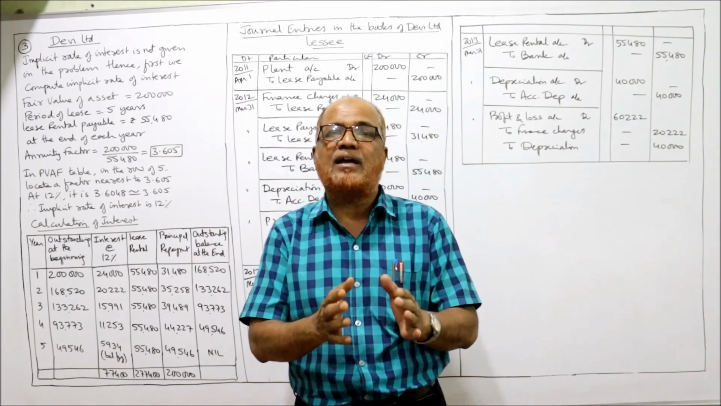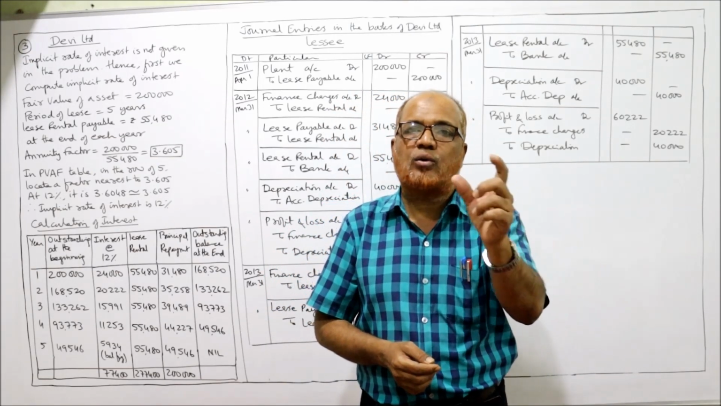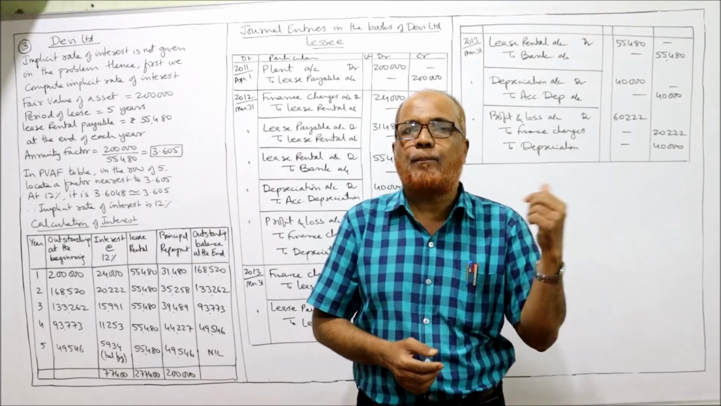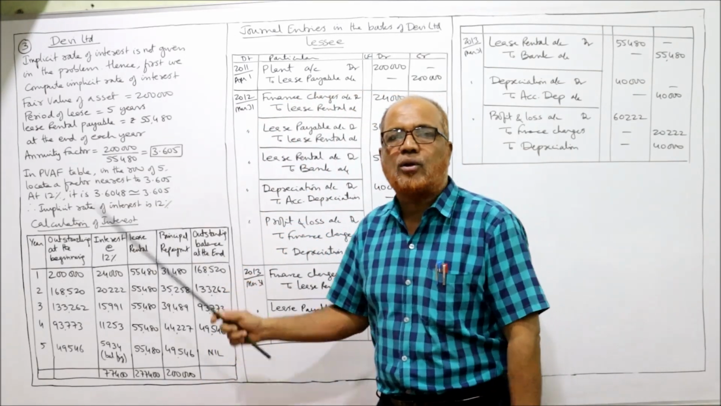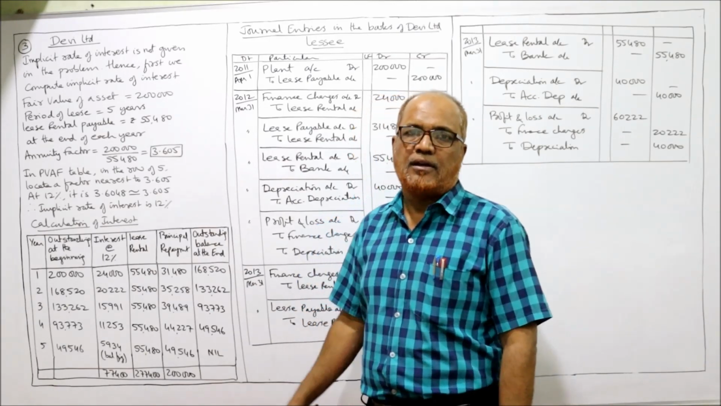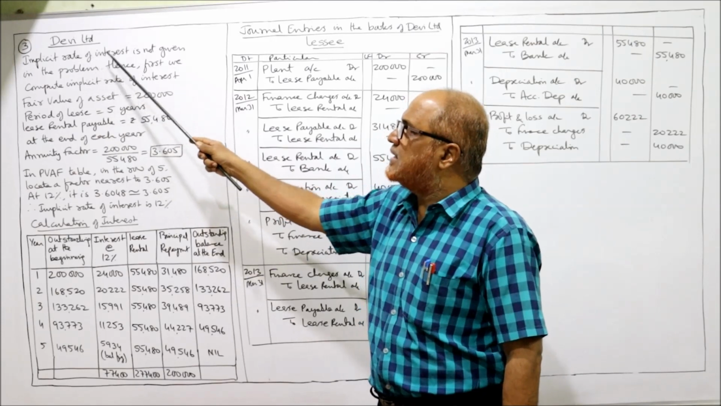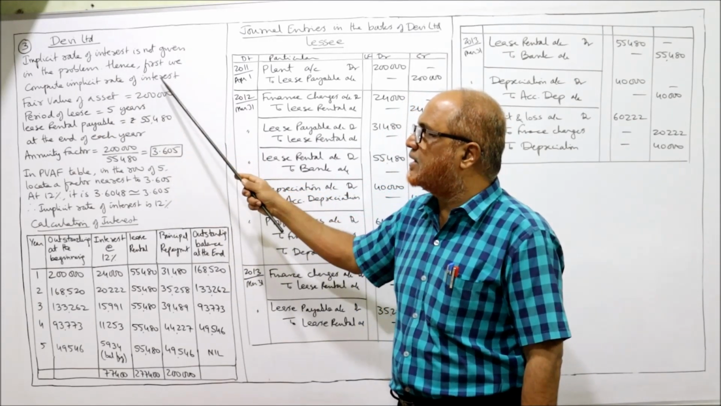So we have to find out the implicit rate of interest, then only we can find out the finance charges, then only we can pass the journal entries. So that is the new point. How to find out the implicit rate of interest? Short problems we have already done. Now again I repeat, the implicit rate of interest is not given in the problem. Hence first we compute the implicit rate of interest.